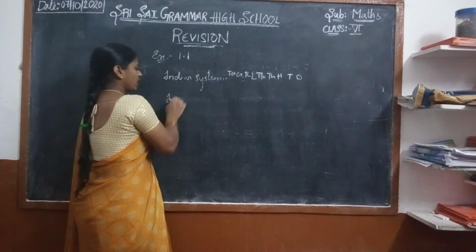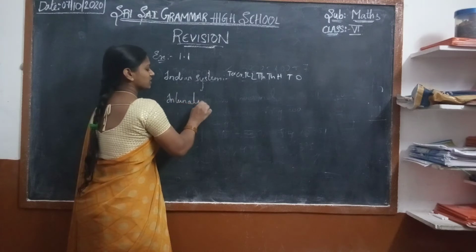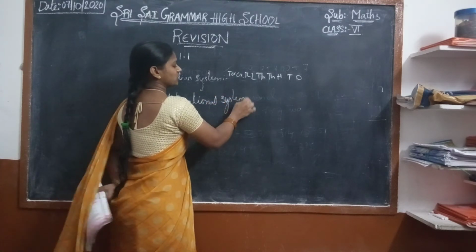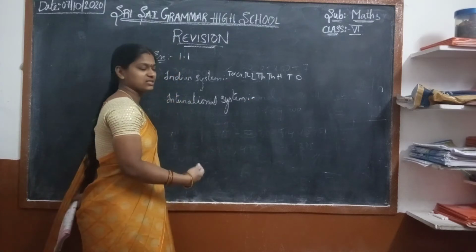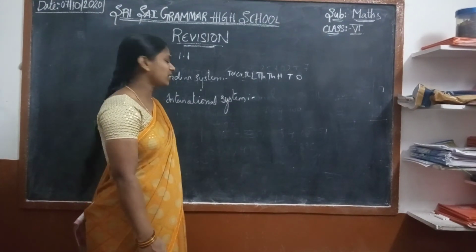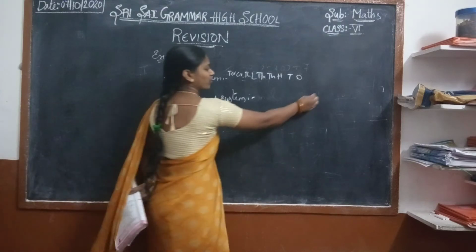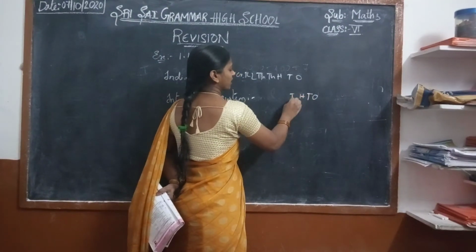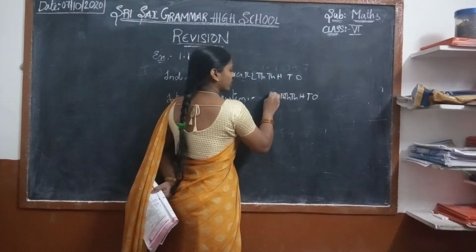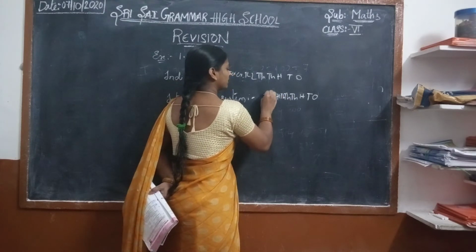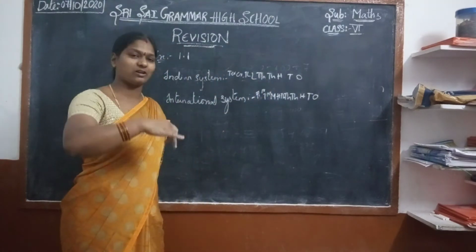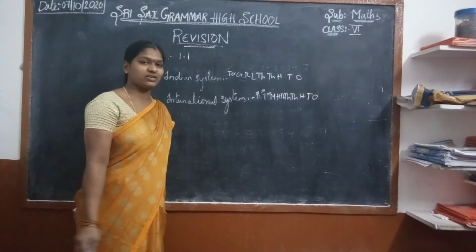In the same way, the international system also. In the international system, everything is the same when you compare it to the Indian system. Ones, tens, hundreds, thousands, 10,000, 100,000, then millions, 10 millions, 100 millions, billions, 10 billions, 100 billions. Like this we follow in the international system.